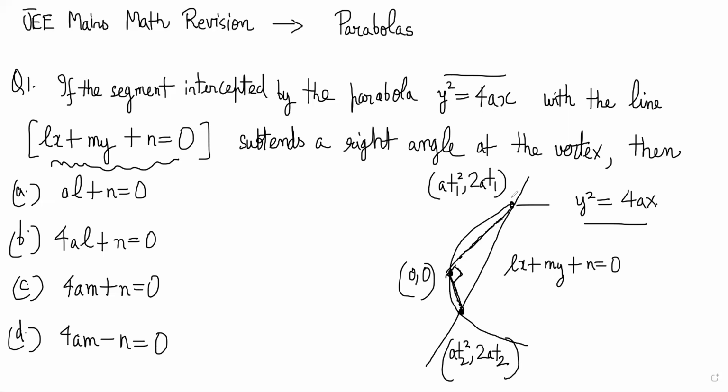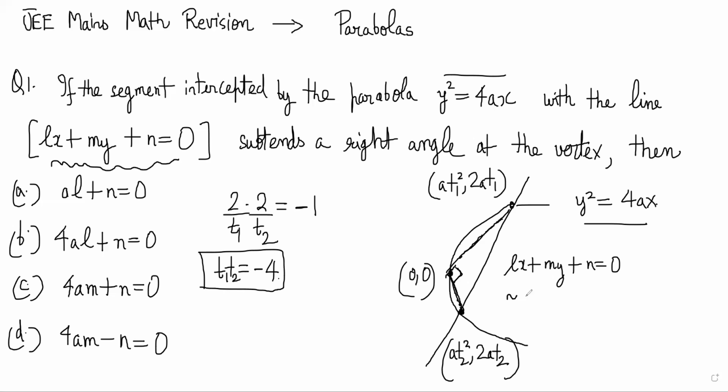Okay, so if you check the slopes, I think you should get (2 by t1) into (2 by t2) should be -1. So you'll get t1 t2 is equal to -4. That is one result that you will get.